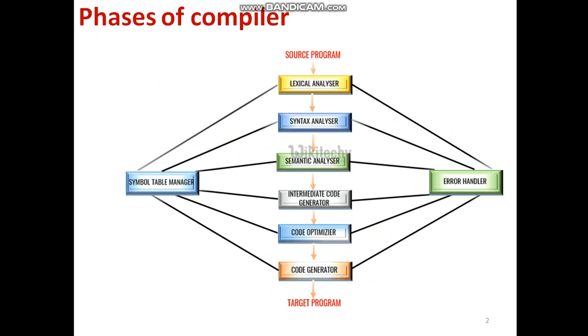The output from the semantic analyzer will be an annotated parse tree, which will be received by the next phase, the intermediate code generator. The output of this intermediate code generator is nothing but an intermediate form, or intermediate code, or an intermediate representation, which will be given as input to the next phase, the code optimizer.